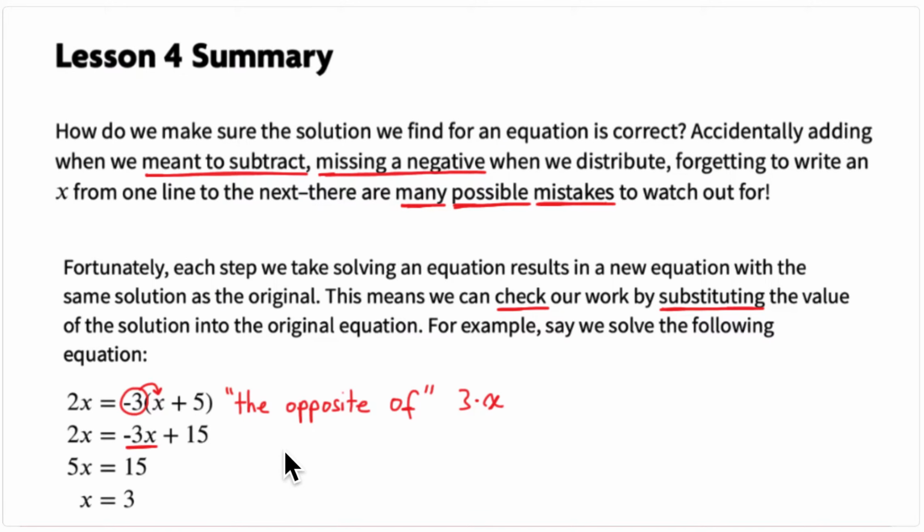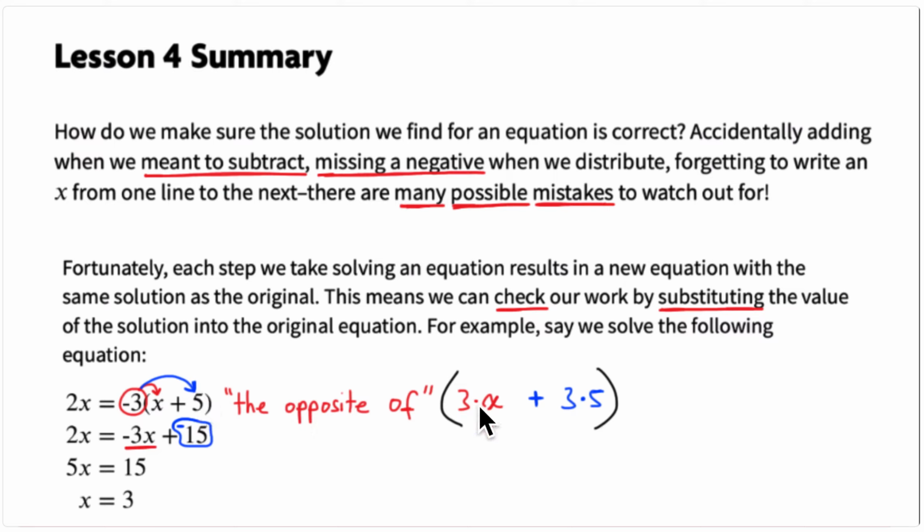One thing that for me helps keep that positive and negative term straight is by reminding myself that this is the opposite of 3 times x and the opposite of 3 times 5. So the opposite of 3 times x is a negative 3x right here, and the opposite of 3 times 5 is a negative 15. So 3 times 5 is 15. The opposite of 15 is a negative 15.